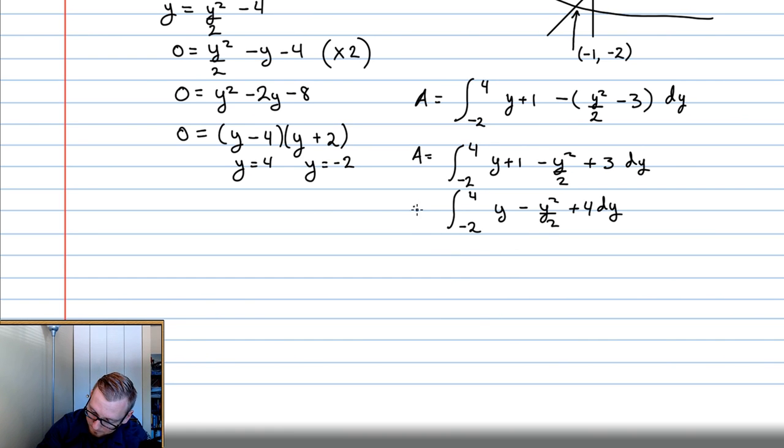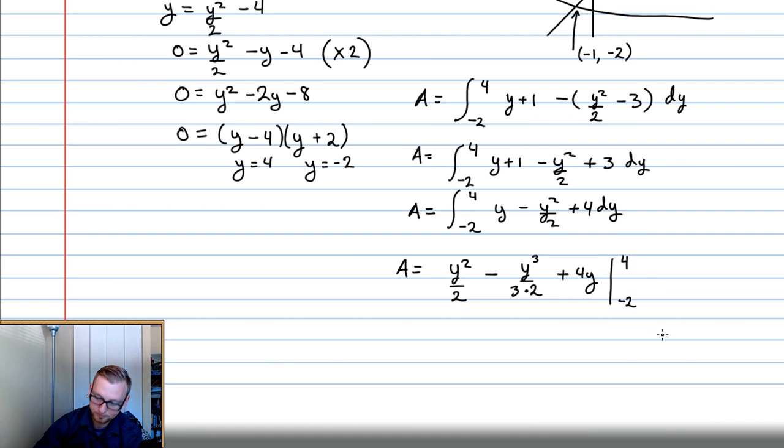Then let's just integrate. So the area will be equal to the integral of y would be y squared over 2, and the integral of y squared over 2, well, it's the reverse power rule, right? So this would be a minus y cubed over, well, 3 normally times 2, because the 2 is still on the bottom, and then plus 4y. We still have to evaluate from negative 2 to 4.